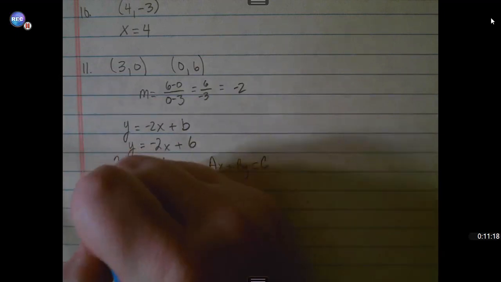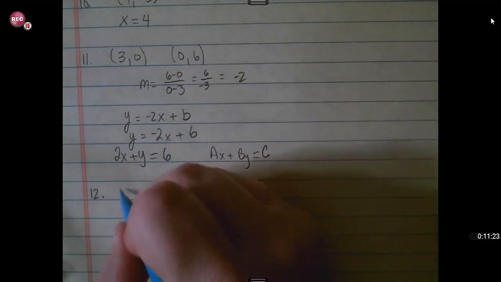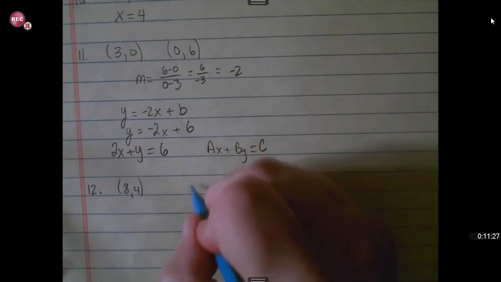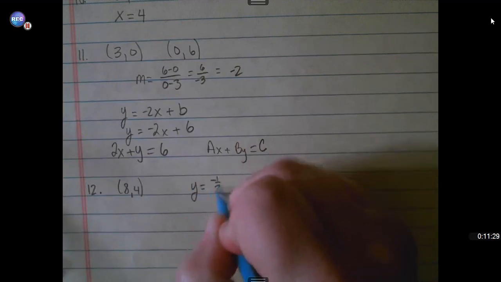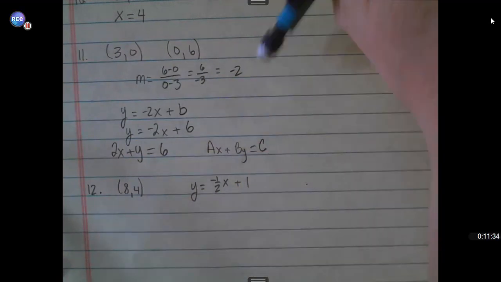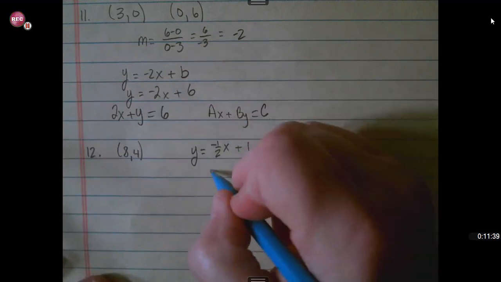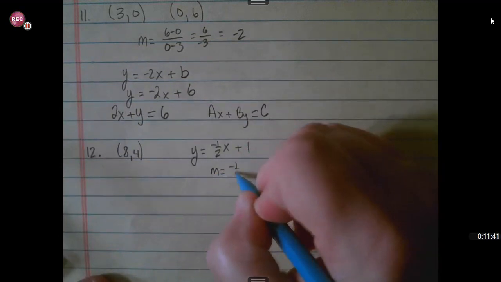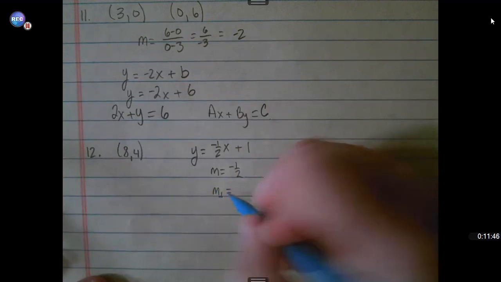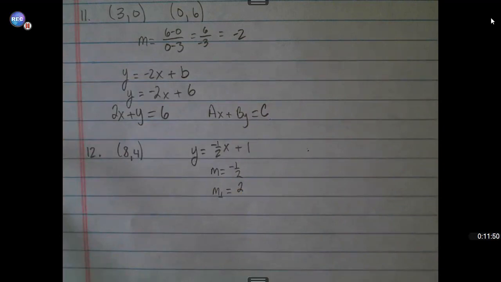Number 12. An equation in slope-intercept form of a line that passes through (8, 4) and is perpendicular to the graph of y equals negative 1/2 x plus 1. So remember that perpendicular lines, the slopes are opposite reciprocals. So the slope of this line is negative 1/2, which means the slope of the line perpendicular to it is 2, because I flip it over and you take the opposite.